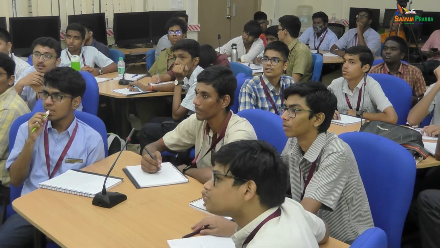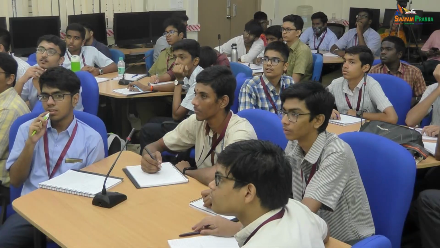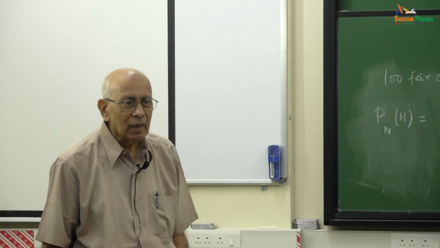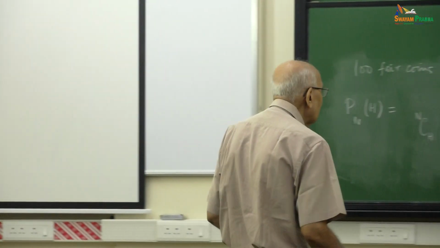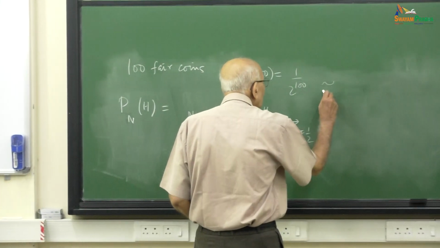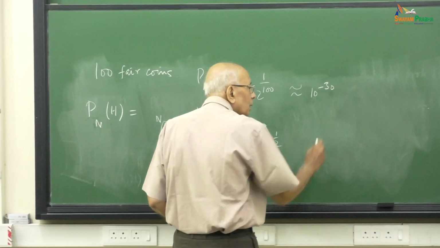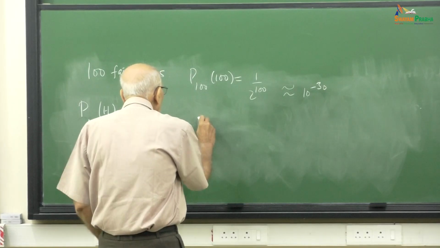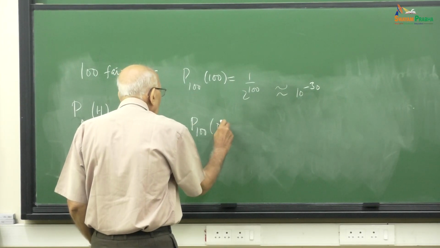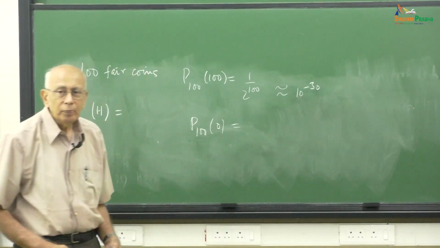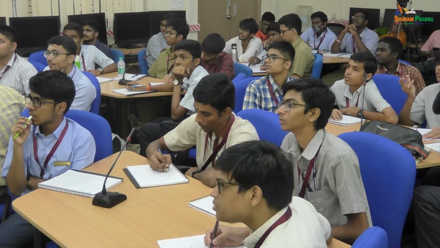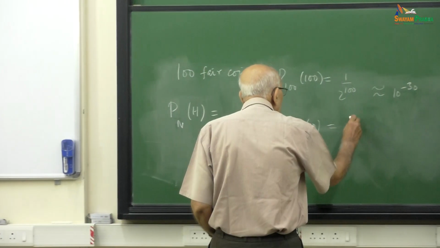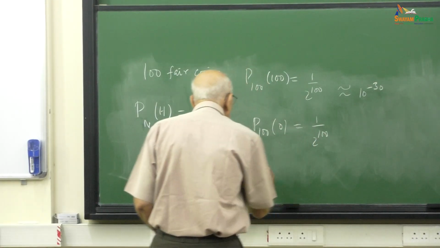Well, 10 is roughly 8, which is 2 cubed. So about 10 to the minus 30 or so. Really small. Much smaller than Avogadro's number, right? Very, very roughly 10 to the minus 30. What is this? P100(0). All tails. Again the same thing, it's the same number, 1 over 2 to the 100. What is this?